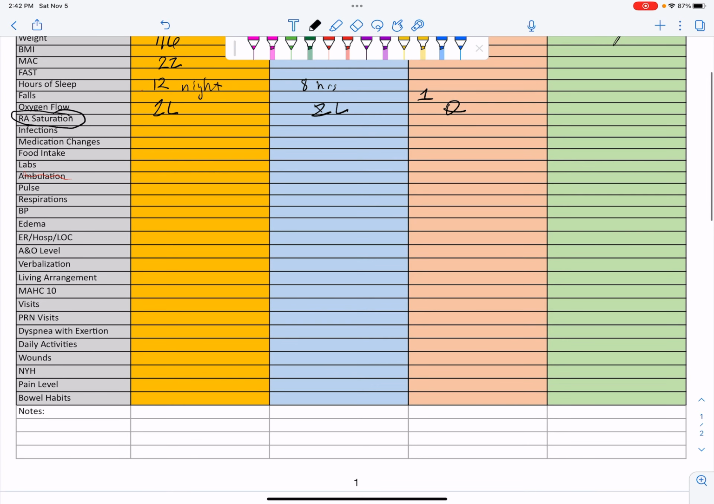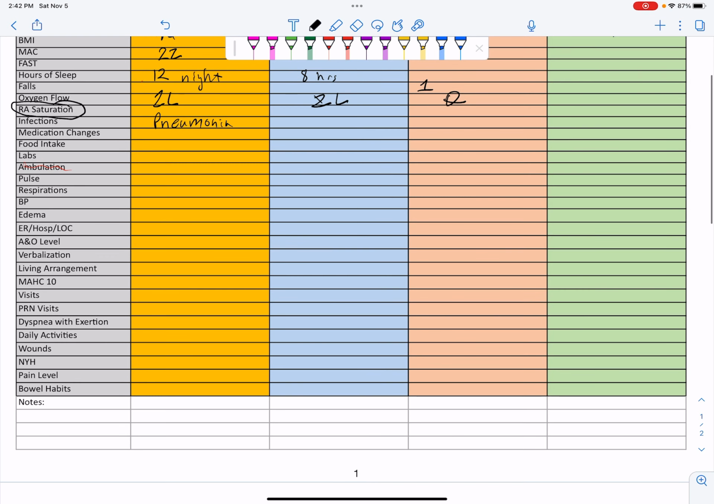Then talk to them about infections. Have they had any infections recently? And maybe their last hospital stay they did. Maybe they were in for pneumonia. And have they had medication changes? This is kind of a big deal. Maybe a couple months ago, we had to DC the metoprolol because she was becoming too hypotensive. So we were having some hypotension, and now no BP meds.